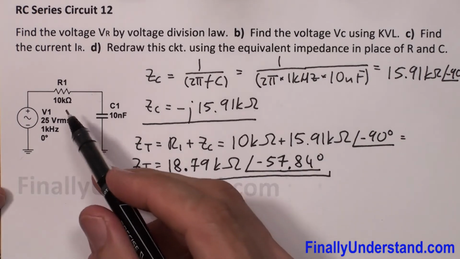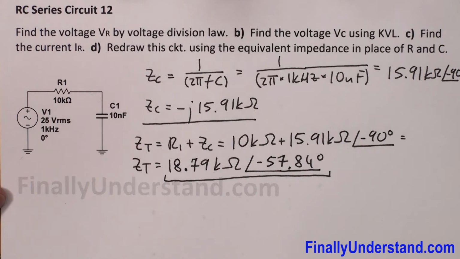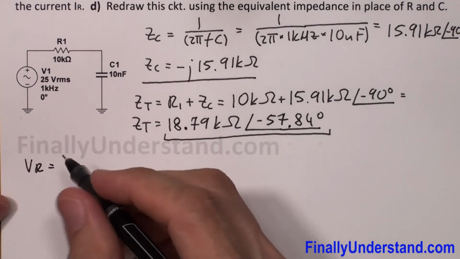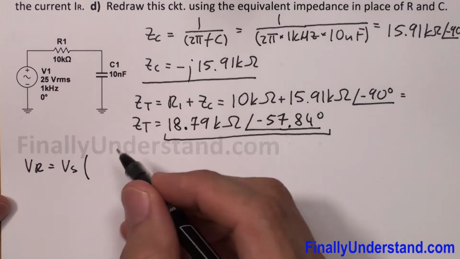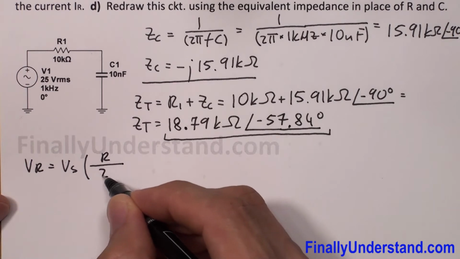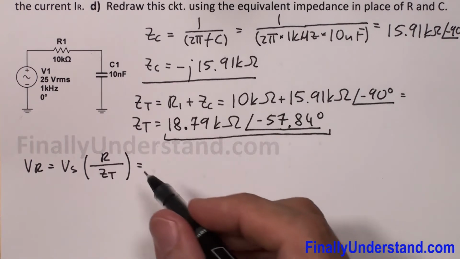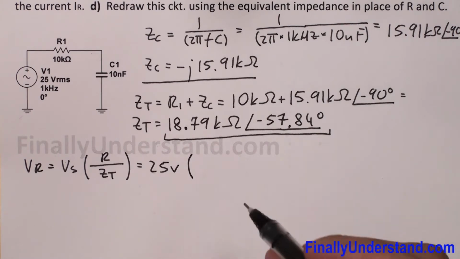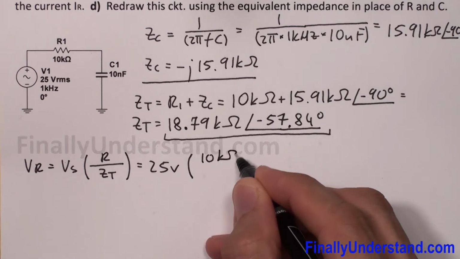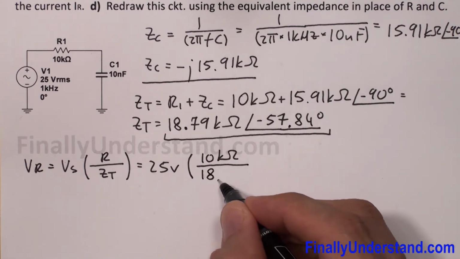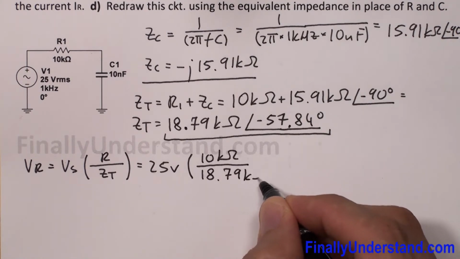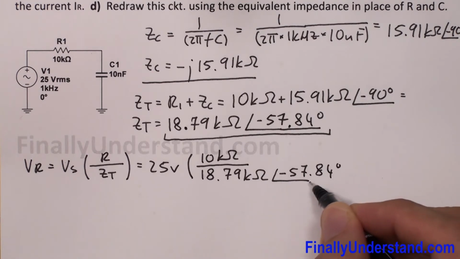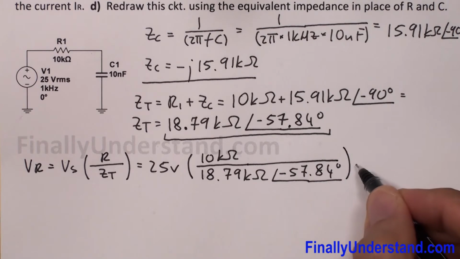Now we're supposed to find the voltage across the resistor. In order to find the voltage across the resistor using voltage division law, we're supposed to write the formula first. So VR is equal to the voltage source times the resistance over Z total. The voltage source is equal to 25 volts RMS. So I'm going to write 25 volts times the resistance of the resistor, which is equal to 10 kilo ohms, over 18.79 kilo ohms and angle of negative 57.84 degrees. Close the parenthesis, this is equal.